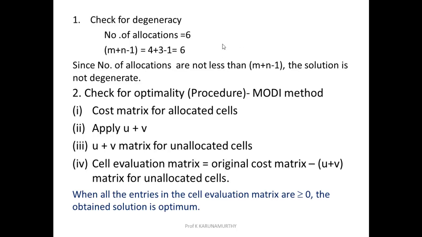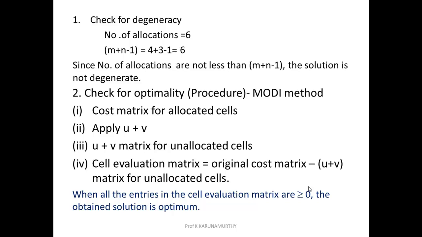If the entries in the cell evaluation matrix are negative, less than 0, then the obtained solution is not optimum. Then we have to iterate towards optimality. So we will be doing this until we get all the entries in the cell evaluation matrix greater than or equal to 0.